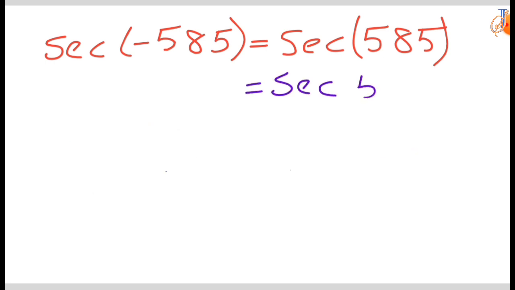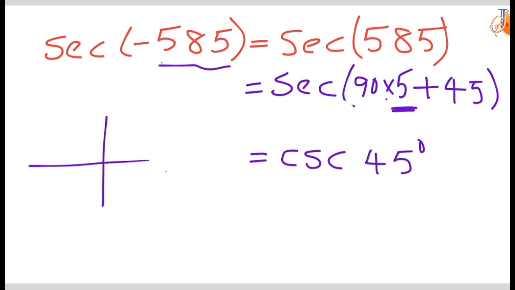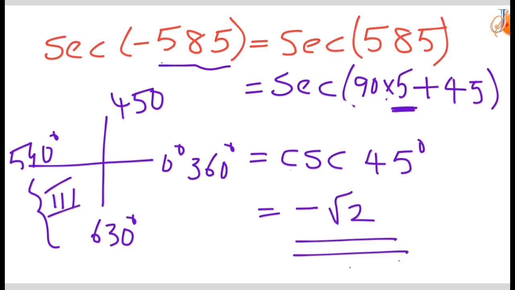Secant of 540 plus 45. This 540 we can write as 5 times 90. Here n is odd. That's why the secant changes into cosecant. Cosecant 45. And 585, where does it lie? This is 0 degrees, then this is 360 degrees, 450 degrees, 540 degrees, and this is 630 degrees. So 585 lies in the third quadrant. That means in the third quadrant tan and cot are positive. Secant is negative. That's why a negative sign comes here. Cosecant of 45, the value is root 2. Minus root 2 is the answer.